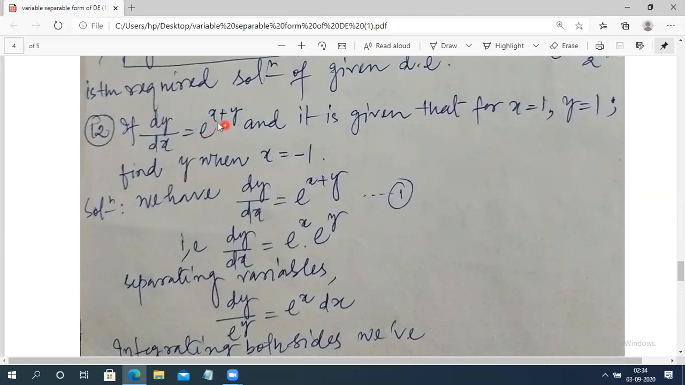You have to find the solution of this differential equation, and there are some initial conditions. It is given that for x is equal to 1 we'll get the value of y is equal to 1. Find the value of y when x is given as equal to negative 1. Clear?